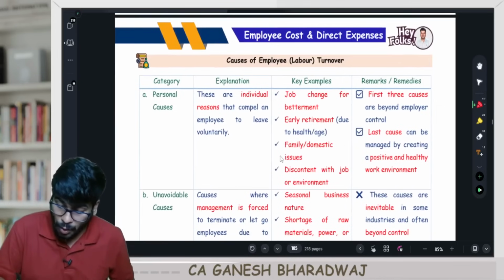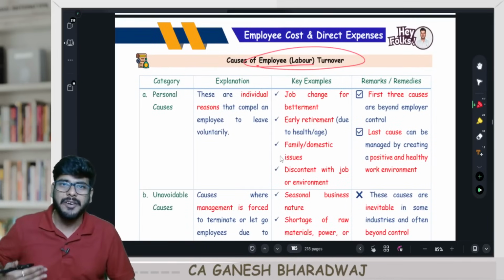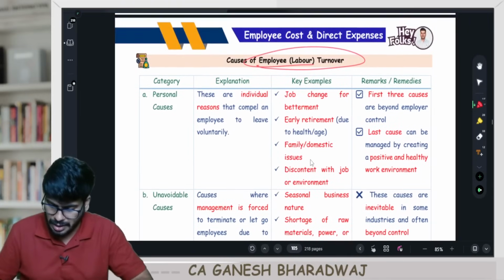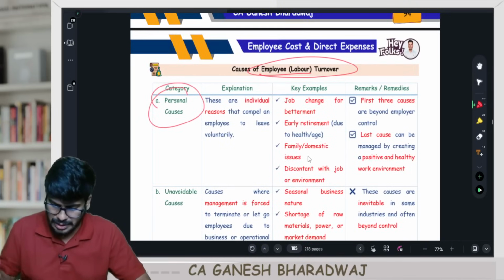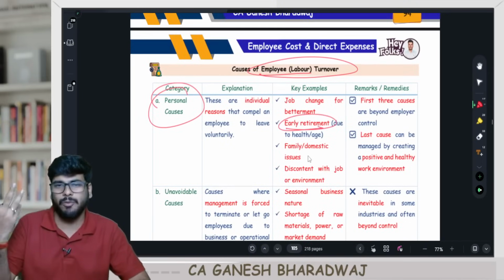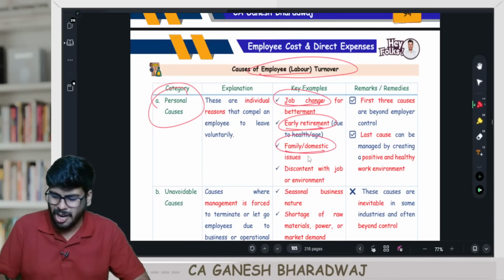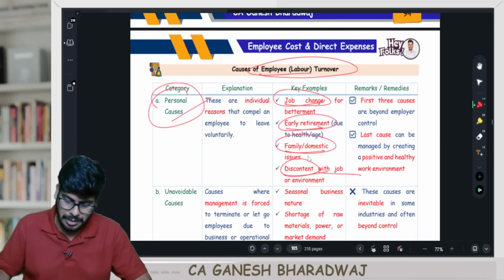One more thing, what are all the causes of labor turnover? What do you mean by labor turnover? Frequent entry and exit, movement of employees, change in the workforce, right? So what are all the causes? Number one, there could be personal causes. So personal causes, example, early retirement. I want to retire early, or maybe I'm looking for a job change, family issues, or discontent with the job environment. I don't like the job. These could be personal causes.